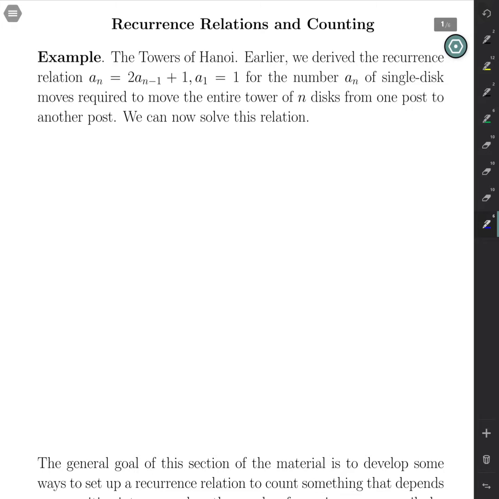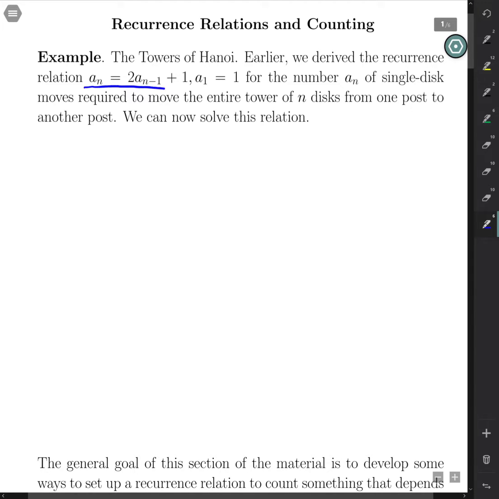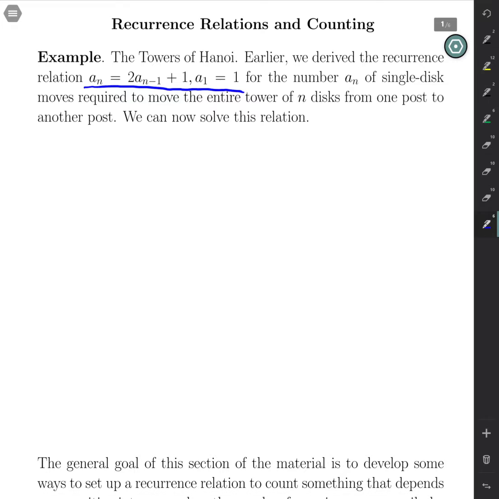We're going to do a number of examples where we create a recurrence relation from a given situation, just as we did earlier when we looked at the Tower of Hanoi and counted the number of single disk moves we'd have to make to move a tower of n graduated disks from one post to another post. And we came up with this recurrence relation along with that initial condition. Well, we're going to do similar things, but while we're here, let's go ahead and solve this one.